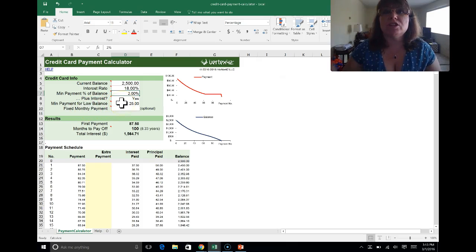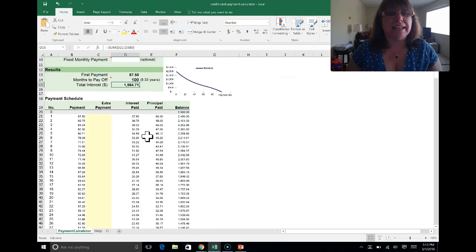And it says, hey, once your balance gets to be a certain amount, you have to pay a minimum payment, and that minimum payment is $25. That's usually how credit cards do it. My first payment looks like it's going to be $87.50. Hey, that's not bad. But here's how long. If I just pay that minimum payment, it's going to take me 8.33 years, 100 months, to pay off that loan. And the total interest was $1,500.